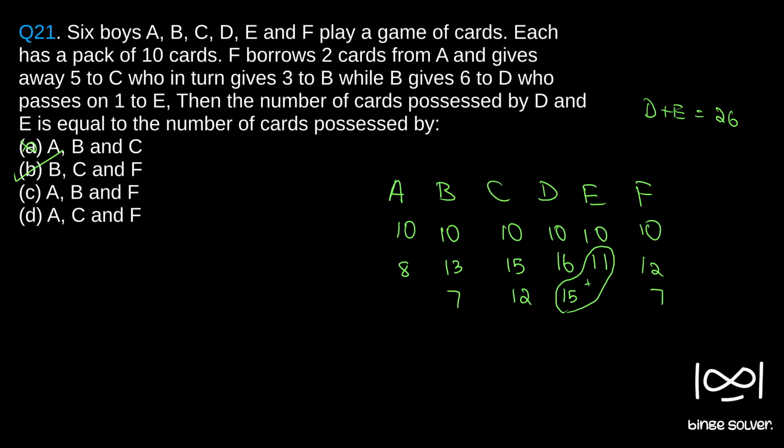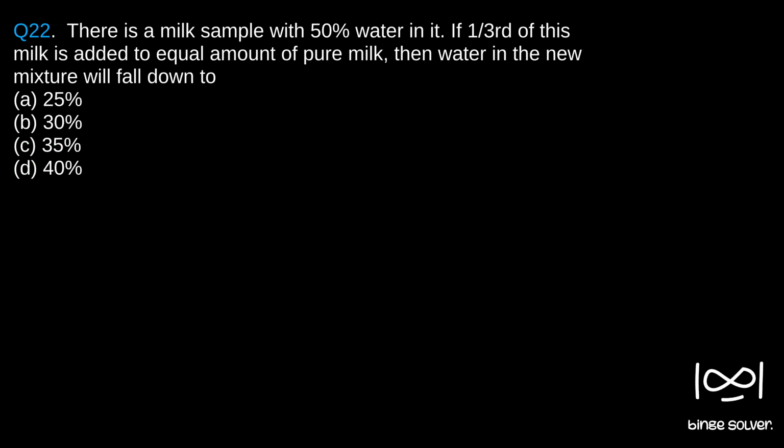Next question, question 22. There is a milk sample with 50% water in it. If 1/3 of this milk is added to an equal amount of pure milk, then water in the new mixture will fall down to. Options are A 25%, B 30%, C 35%, D 40%.